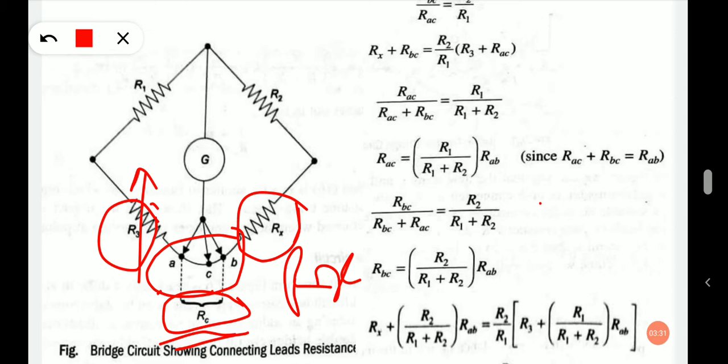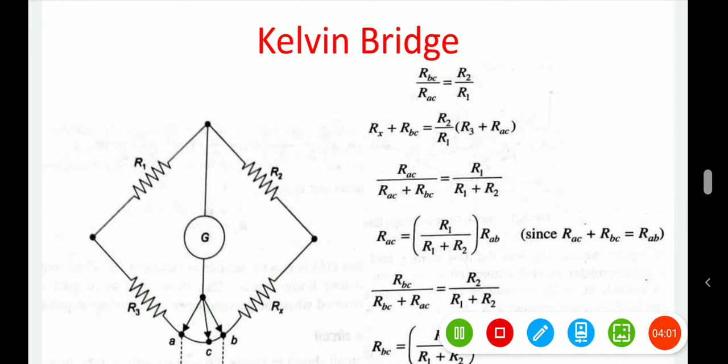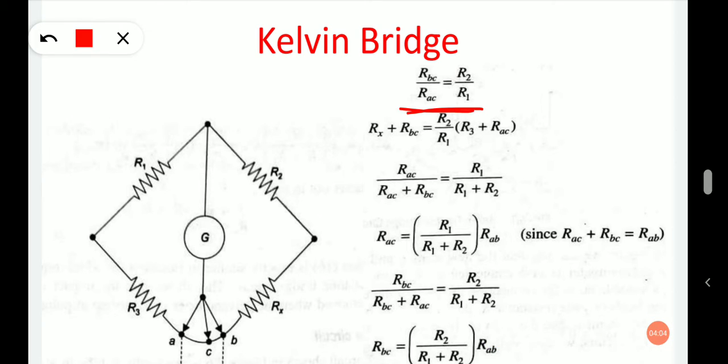Now consider the case when the galvanometer is connected exactly between points A and B, that is at point C. Let the connection be such that the ratio of resistances from point B to C, and from point A to C, and of resistances R2 and R1 are equal. Then we can write RBC upon RAC equals R2 upon R1.